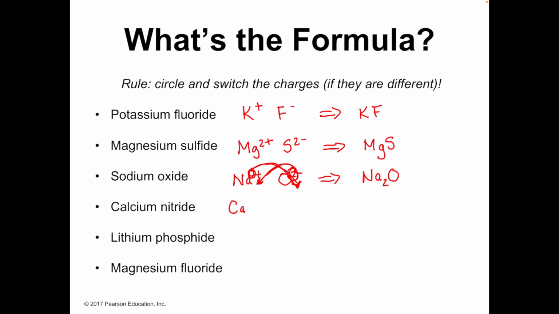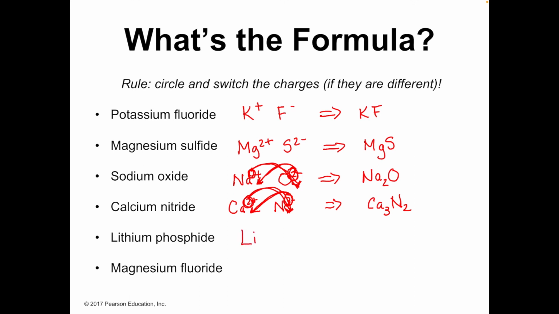Calcium nitride. Calcium is in group 2A, so it forms a 2 plus. Nitrogen is in group 5A, so it has 5 valence electrons. It gains 3 and becomes a 3 minus. So now again, our charges are not equal and opposite, so we're going to circle and switch. So that 3 from the nitrogen will go to the calcium, so we will get Ca3, and the 2 from the calcium will go to the nitrogen, so we will get N2. Okay, so again, the 3 from the nitrogen went to the calcium, and the 2 from the calcium went to the nitrogen, which made us Ca3N2.